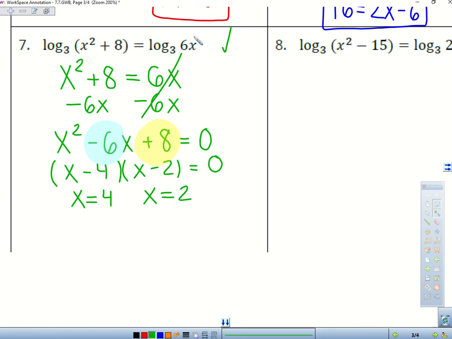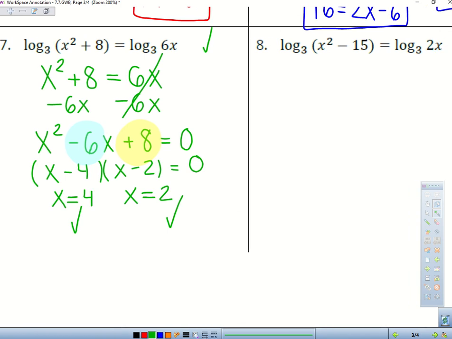And then over here we have 6 times 4, which is 24. This one's good to go. Okay, there's no negatives, no zeros. Now, if I plug in 2, 2 squared is 4, 4 plus 8, 12, 6 times 2, 12. That's good. So neither one of these are extraneous. These are both valid solutions. It'd be extraneous if it came out to something negative or 0.